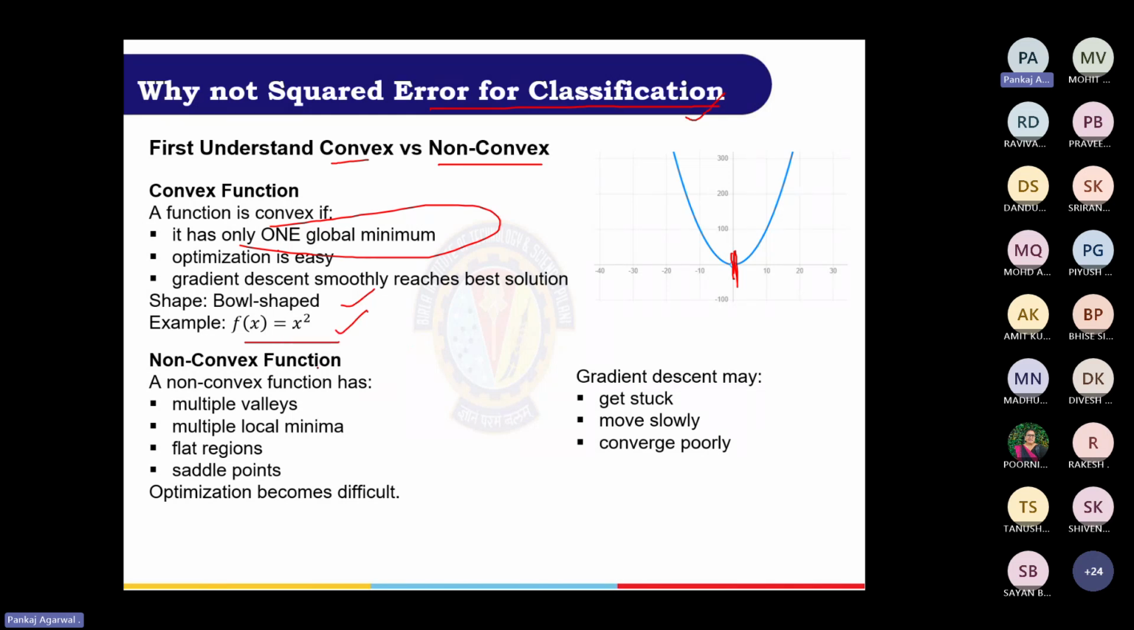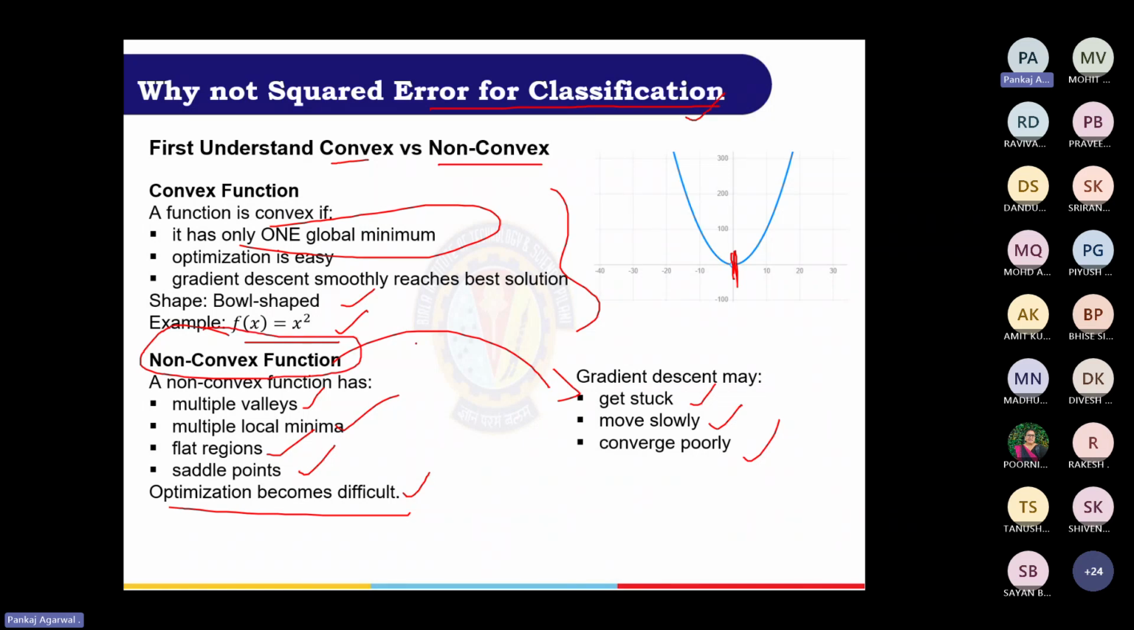On the other hand, what is a non-convex function? It might have multiple valleys, multiple local minima, flat regions, saddle regions. So optimization becomes much more difficult, whereas here the optimization is much simpler to handle. Gradient descent may get stuck when we have a non-convex function. It moves slowly and converges poorly also. So a non-convex function is something which can be difficult to handle. That is the understanding that you need to take.